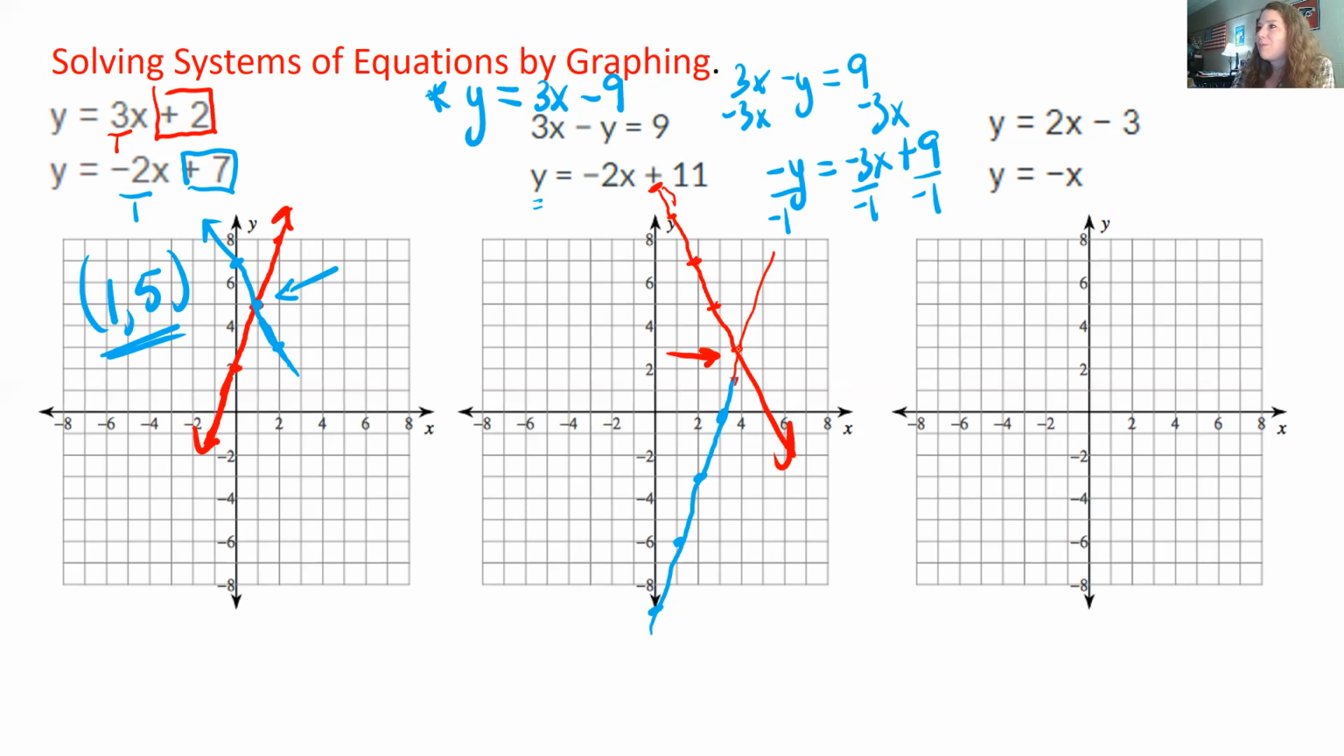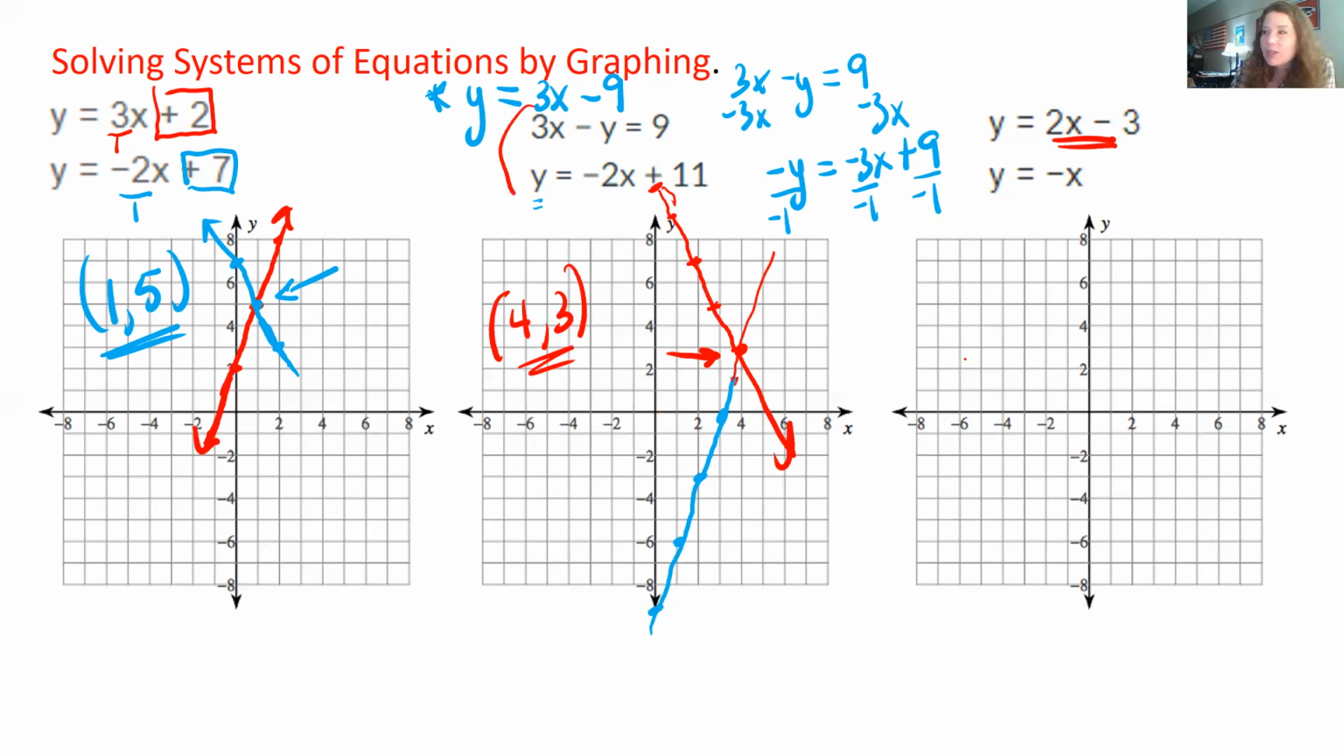I should have paid attention to my numbers. Anyway, so to get to this point, I would go right 4, up 3, right 4, up 3. And if I plug these into both equations, I would see I got 2 correct statements. All right, let's do the top one here.